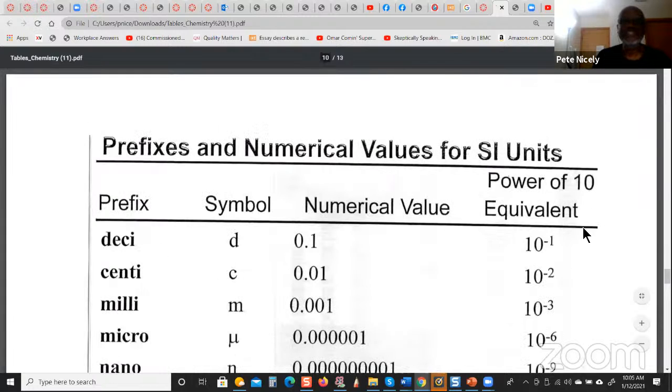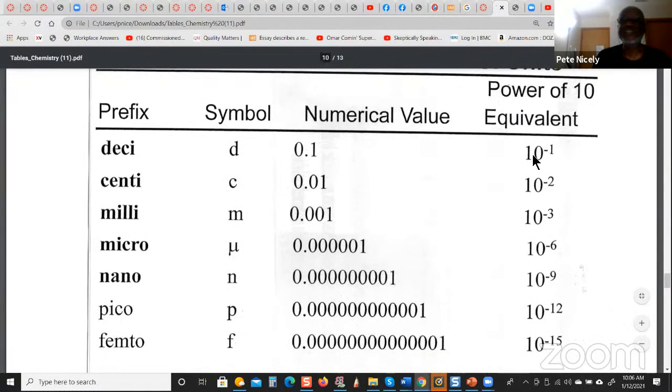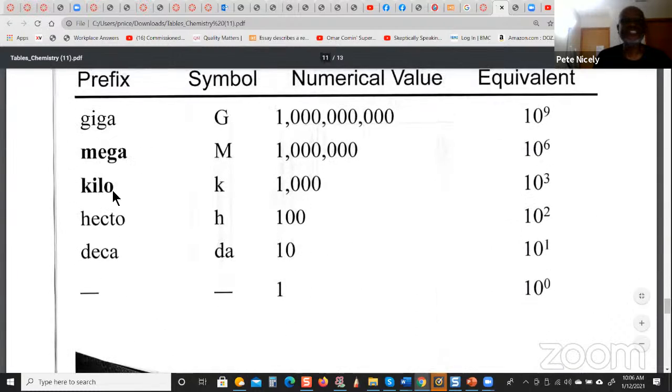Okay, so this is a more comprehensive list of the different prefixes. These prefixes are for smaller values, right? So deci is 10 to the minus 1, which is the same thing as 0.1. Centi is 10 to the minus 2, milli is 10 to the minus 3, and so on and so forth. And then for the larger prefixes, or the prefixes representing larger values, giga is a billion, 10 to the 9, mega is a million, 10 to the 6, and so on and so forth, right? So those are the prefixes, and this is a table you can refer to in order to figure out what the prefixes represent. Okay, going back to the PowerPoint here.